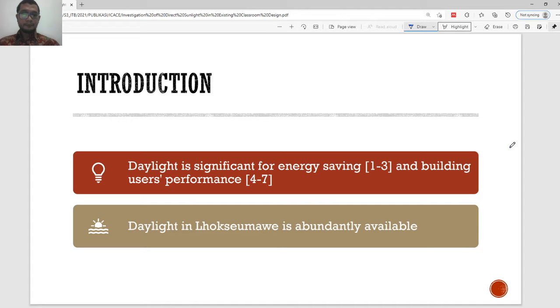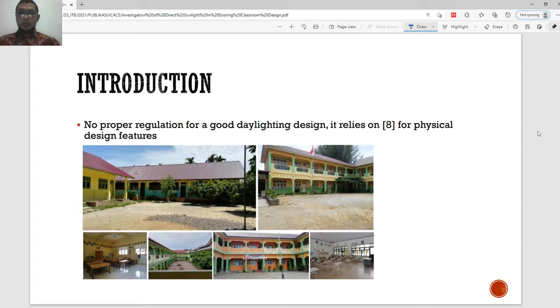Furthermore, in Indonesia, there are no proper regulations for good daylighting designs. It relies on the Ministry of Education's regulations, but it's only for physical design features.